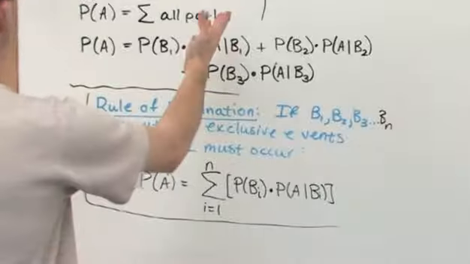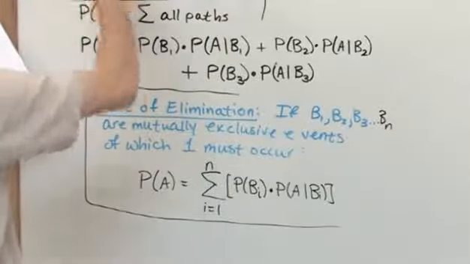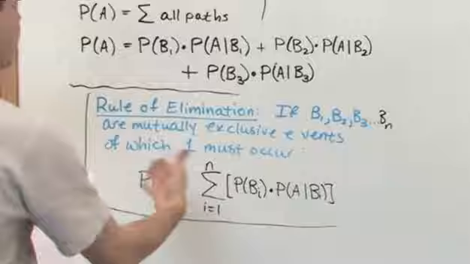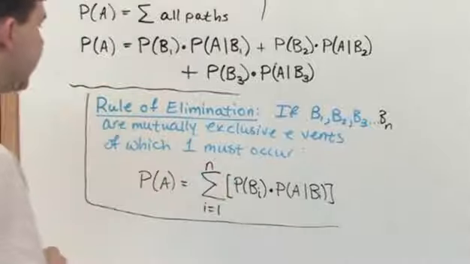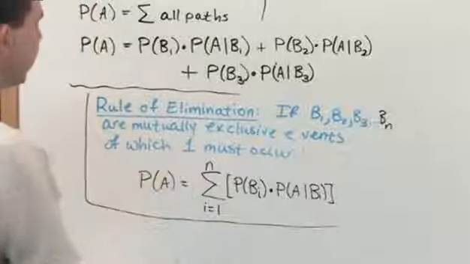You could have 50 paths. You could have 50 car plants and probabilities for everything, and this would exactly rule the situation. You would just have a much longer string of things to add together. This is the general thing called the rule of elimination.